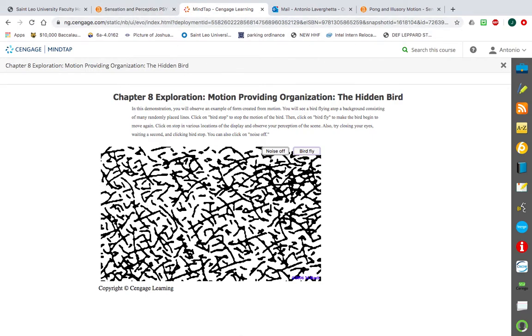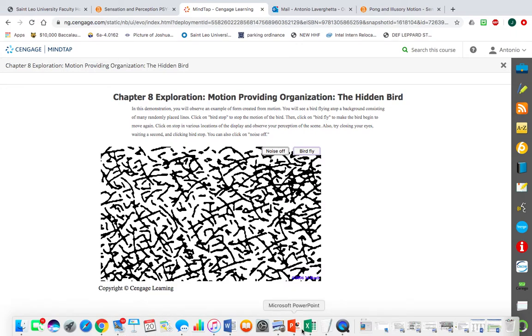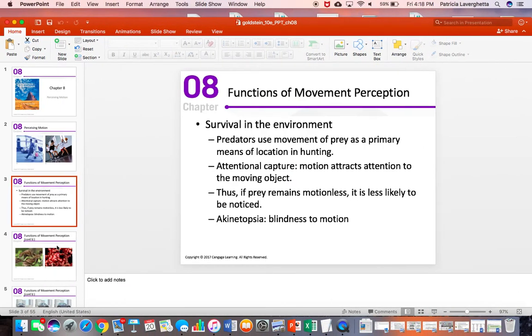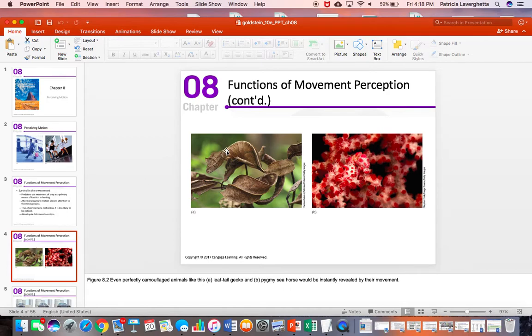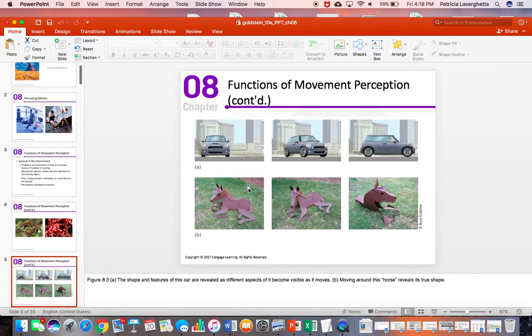Moving along, here you can see some other examples. There's a creature right there that looks very much like a leaf, and as soon as that thing moves, it's a dead giveaway. So that's just giving you some ideas there.